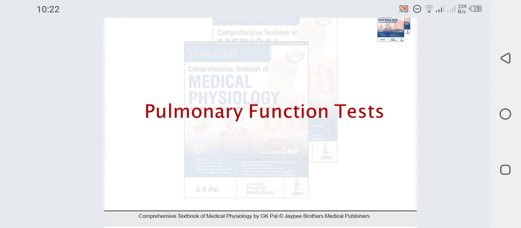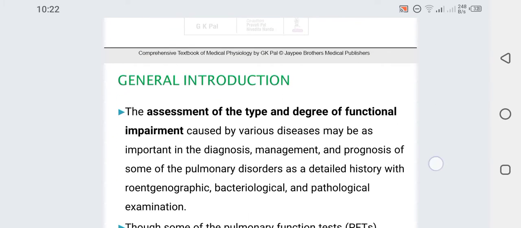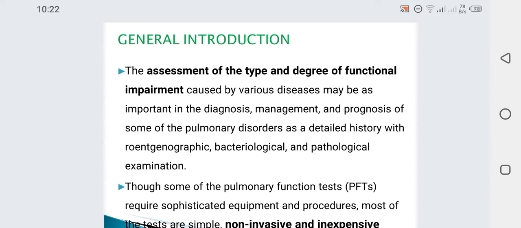So the different types of tests are done to evaluate the individual's respiratory activity for clinical purposes. The assessment of the type and degree of functional impairment caused by different diseases may be important in diagnosis, management, and prognosis of some of the pulmonary disorders.